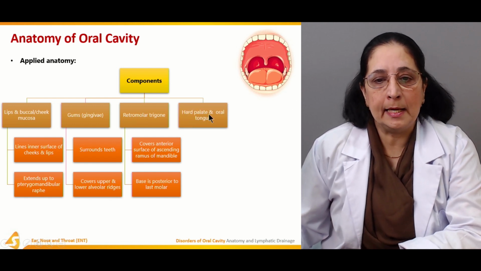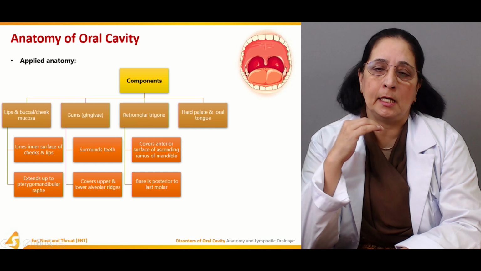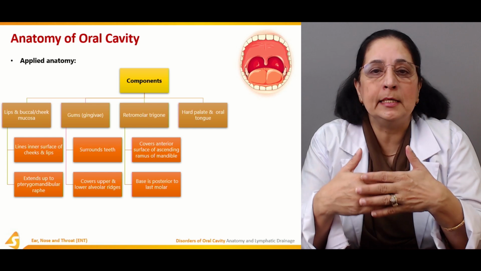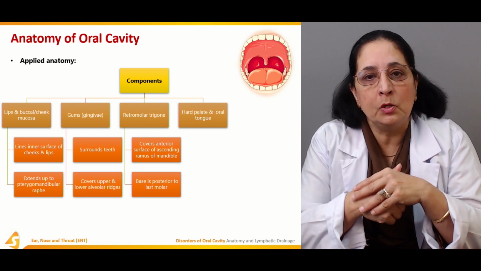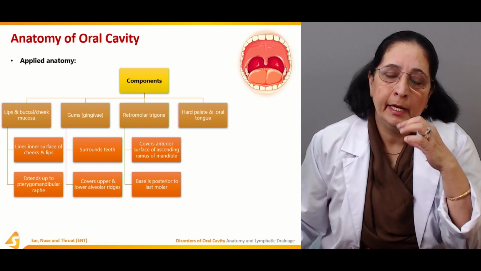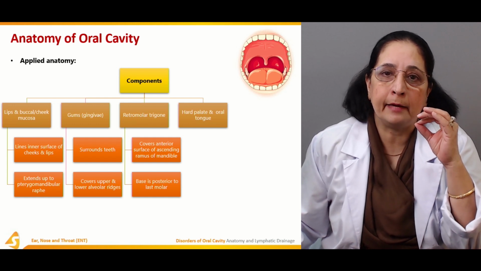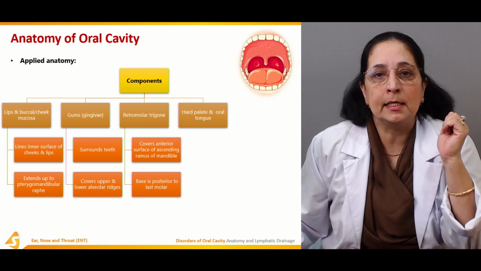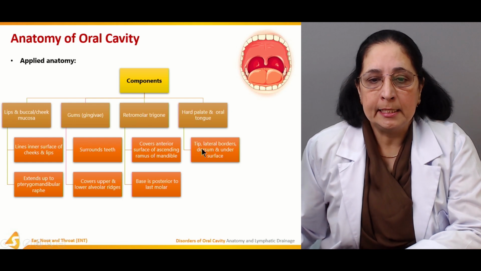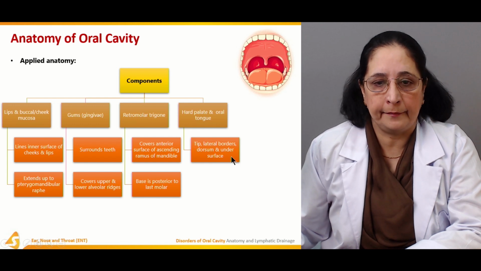Then we have the hard palate and the tongue. Hard palate and the oral tongue. Tongue is a long structure, but the part of the tongue that is present in the oral cavity is known as the oral tongue. And then we have the hard palate, as I mentioned. If you touch the tongue to the roof of the mouth or the oral cavity, this structure in front is the hard palate. So hard palate and the oral tongue: tip, lateral borders, dorsum and undersurface.